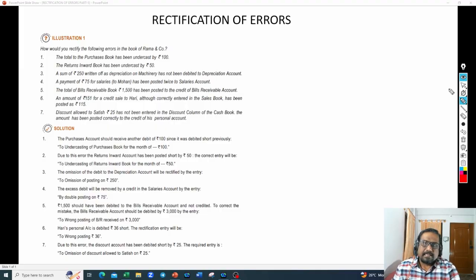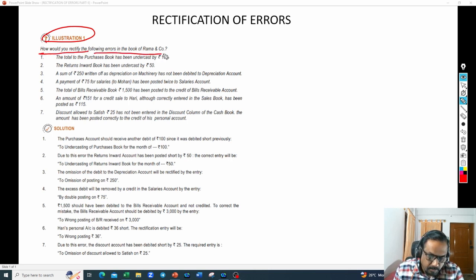Okay guys, as I said, we are going to work on one illustration which I took from Institute of Chartered Accountants of India material, that too CA Foundation material, right? So this is illustration 1. What did they say in this illustration 1? How would you rectify the following errors in the books of Rama and Company? There are some mistakes that happened in Rama and Company. They are asking us to rectify those errors.